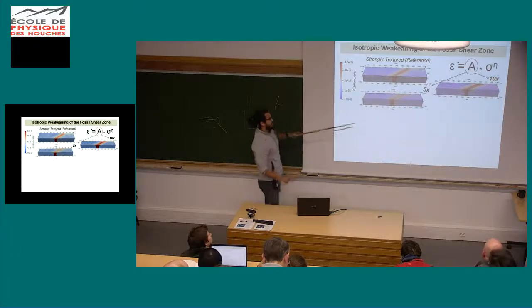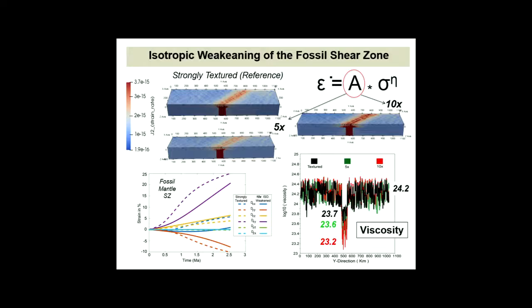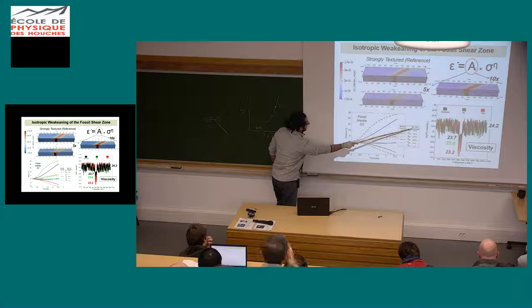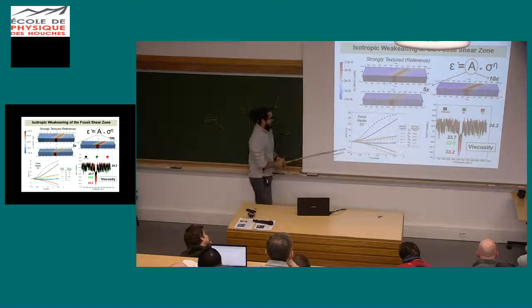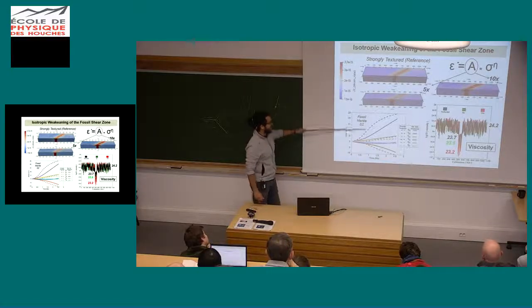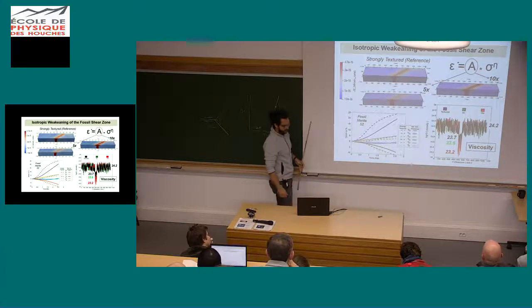In general terms, we can see that there is not much difference. But if we look in more detail, here I plot again for the mantle shear zone, comparing the strongly textured to the 10 times isotropic weakened case, time versus strain. Basically, we can see that in the strongly textured case, we have a much stronger transpressive regime taking place. So the texture seems to induce quite large shearing parallel to the fossil fabric, to the fossil shear zone.